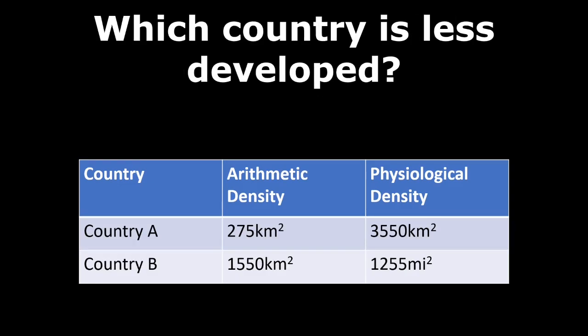Now, which country is less developed? This one's going to be country A. And why is this? Well, the arithmetic density is really going to be used to determine our development level. The lower the arithmetic density, most likely means the less developed it is. Higher arithmetic density, more developed. Higher physiological density, more developed. But in this case, we see a high contrast between the arithmetic density and physiological density, with physiological density being extremely higher than country B. So it's less developed. So very, very cool.